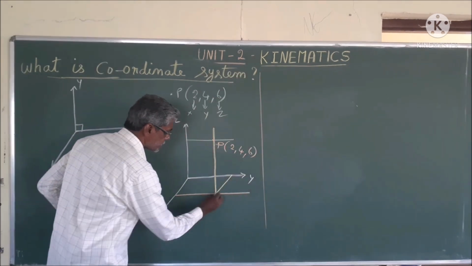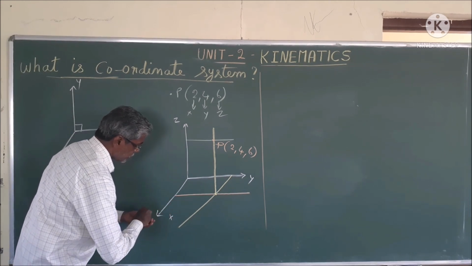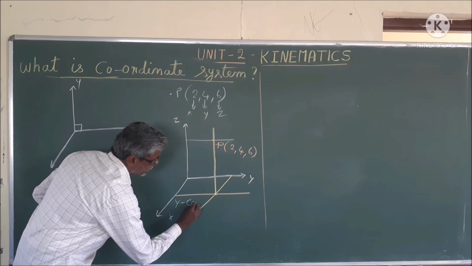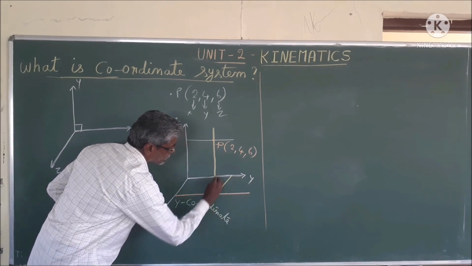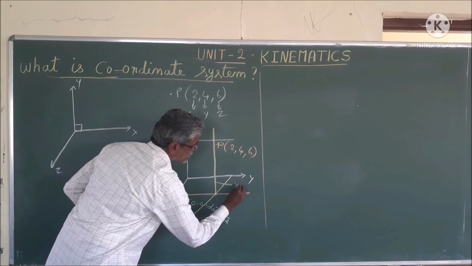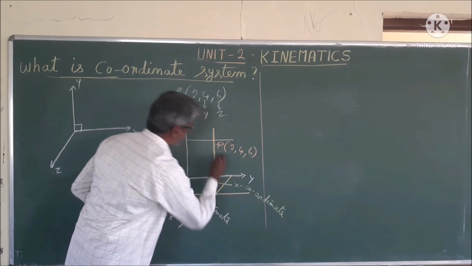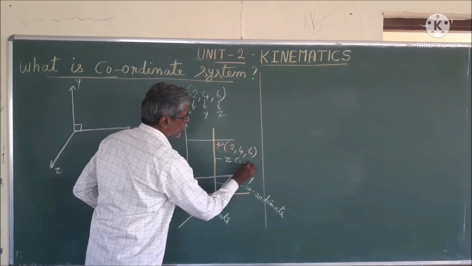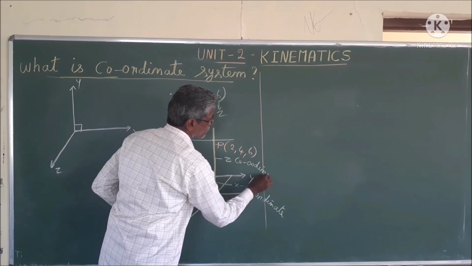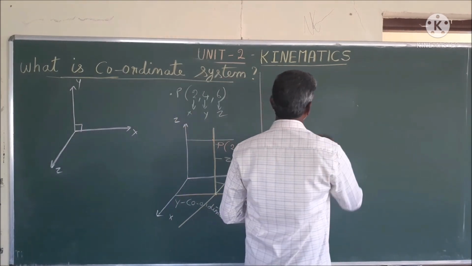This line I can call the y coordinate. This one, the x coordinate. This line I can call the z coordinate. That's it. Now we will see an example.